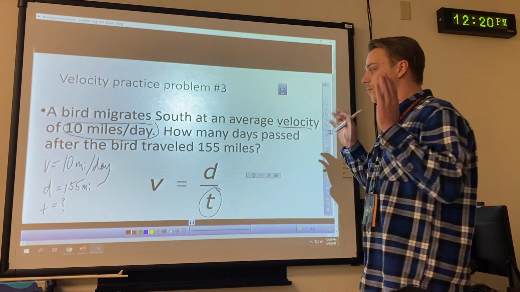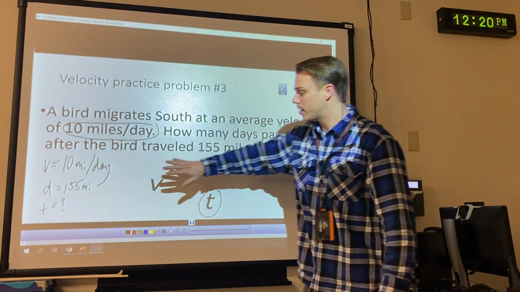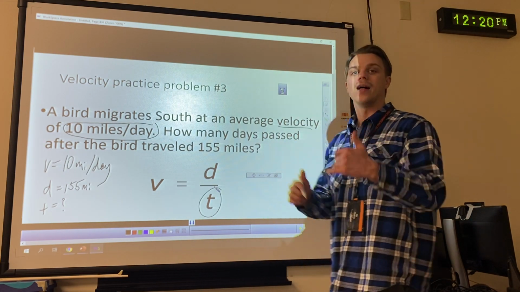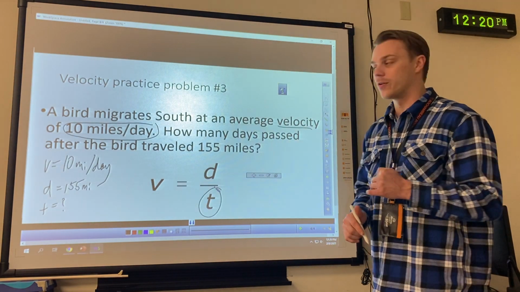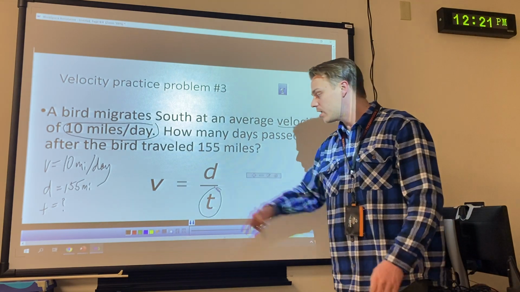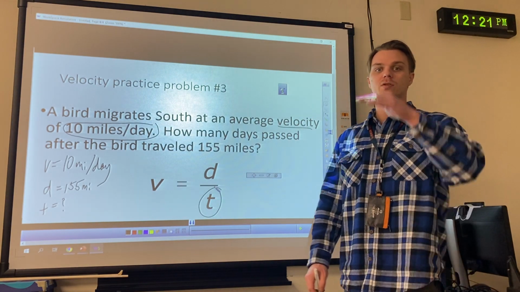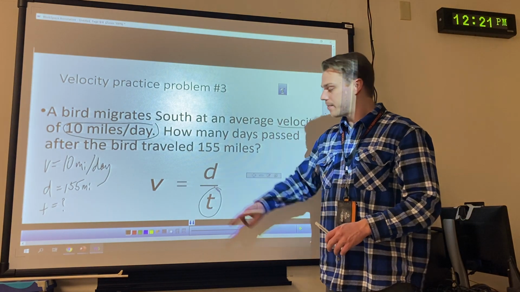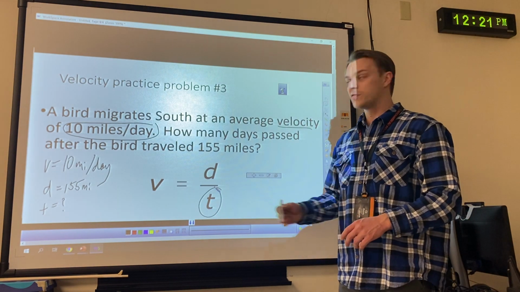We can't plug something into an equation with one thing on one side of the equation and the other thing on the other side of the equation. We need to balance this equation out, all right? So we need to set t to be alone. So here's the basic rules, all right? If we have distance divided by time, we need to move time to the other side.